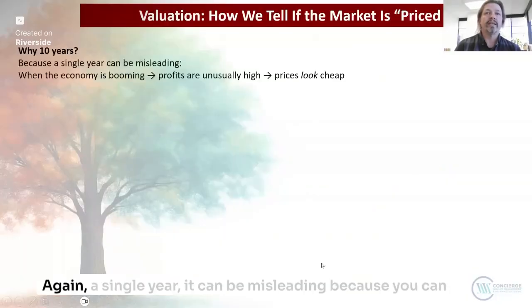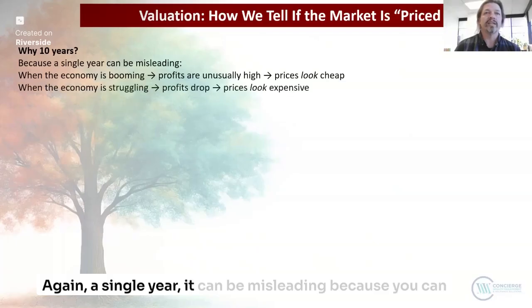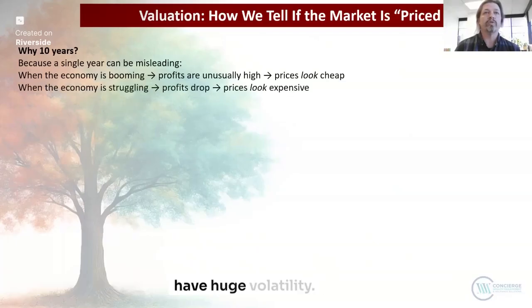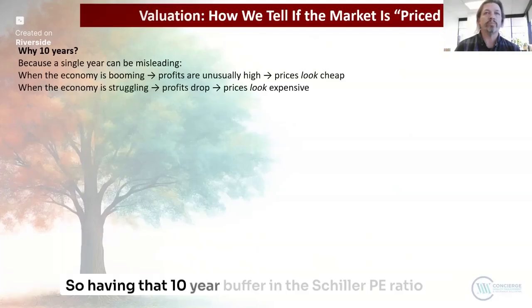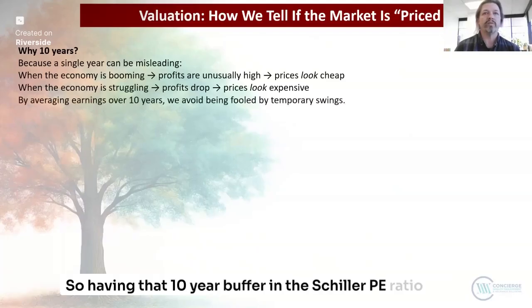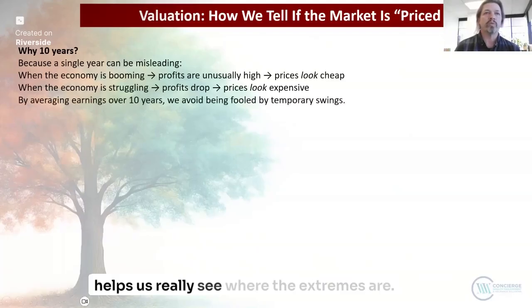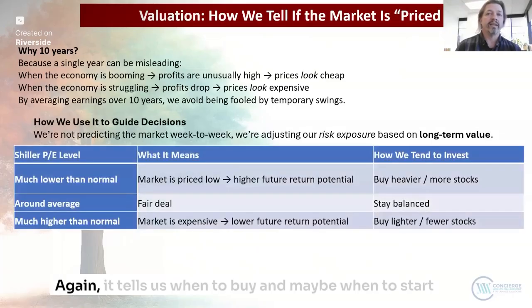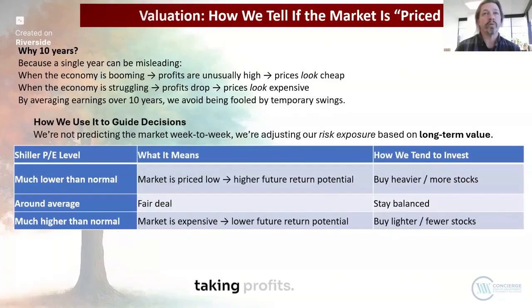Again, a single year can be misleading because you can have huge volatility. So having that 10-year buffer in the Shiller PE ratio helps us really see where the extremes are. And we're in one of those moments now. Again, it tells us when to buy and maybe when to start taking profits.